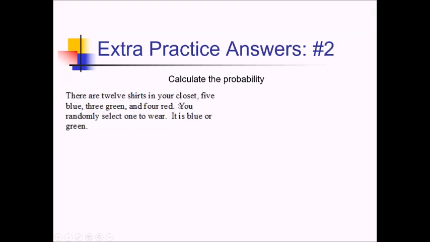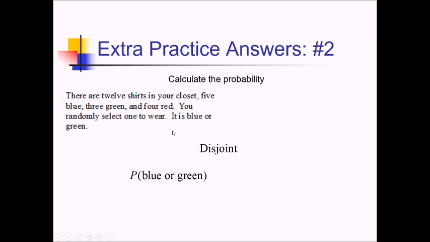On this problem, we have 12 shirts in the closet, 5 that are blue, 3 green, and 4 red. We randomly select one. We want the probability that it's blue or green. Well, we don't have any shirts that are both colors, so these are disjoint or mutually exclusive events, which means we just have to find the probability of either one of these happening and then add those probabilities together. So we're doing blue or green.